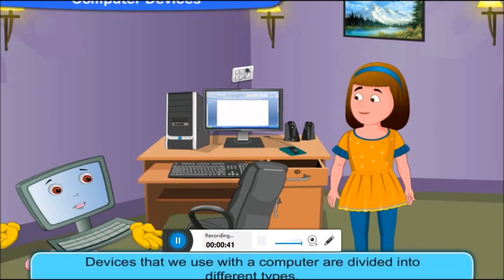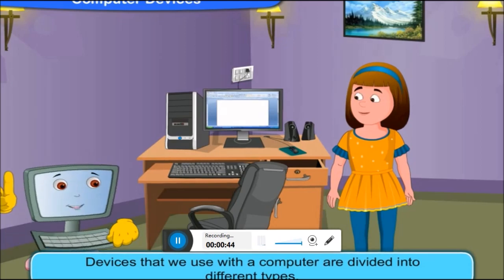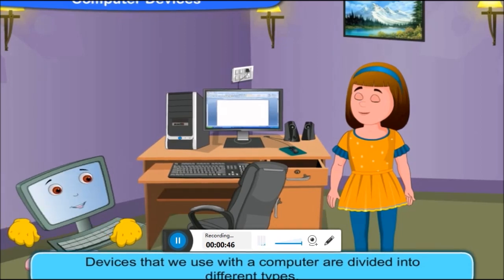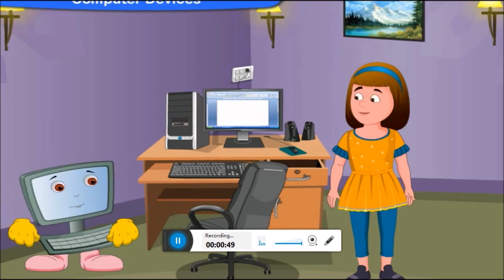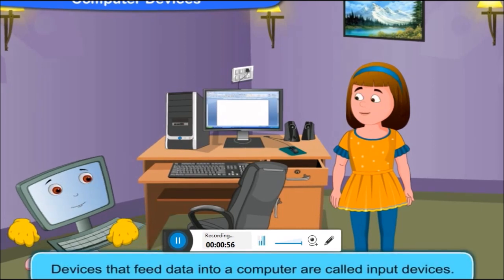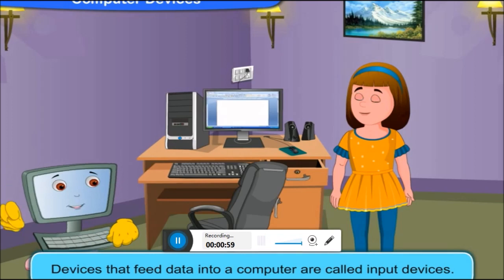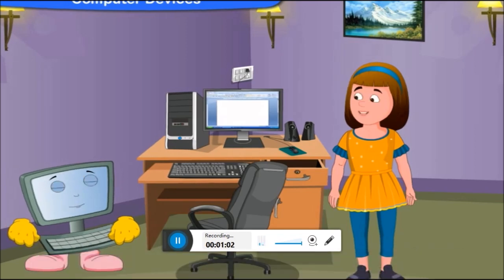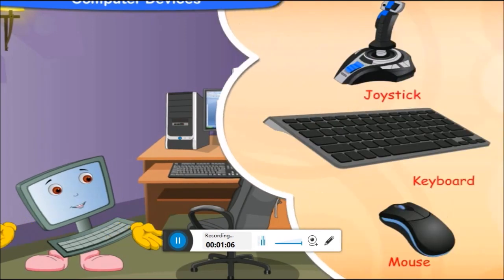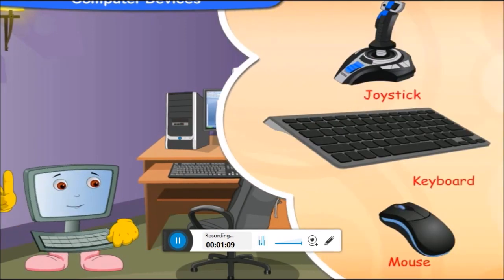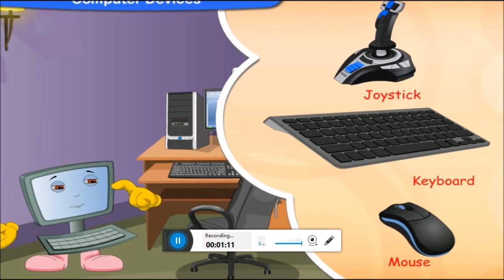Look, Rini, the devices that we use with a computer are divided into different types. Let us first discuss input devices. What are input devices? Devices that feed data into a computer are called input devices. What kind of devices feed data into a computer? Why, the keyboard, the mouse, or a joystick. They are all used to feed data into a computer. So, they all are input devices.